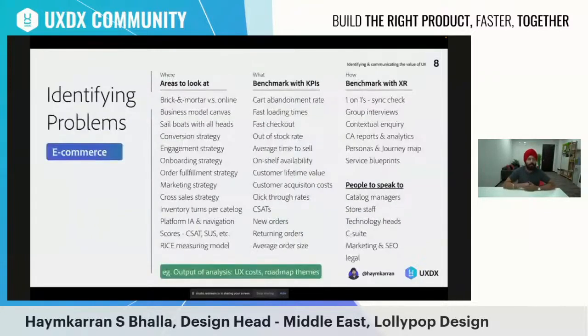For example, let's take e-commerce as an industry. Now imagine if you need to redesign Amazon. What are the areas of focus that you would look into to set up a design roadmap, to set up a CX roadmap? Here are a few examples. How would you benchmark the decisions with certain KPIs? Here are some examples. On to the right, how do you benchmark certain decisions with the help of user research?